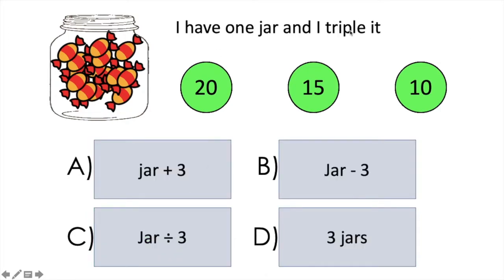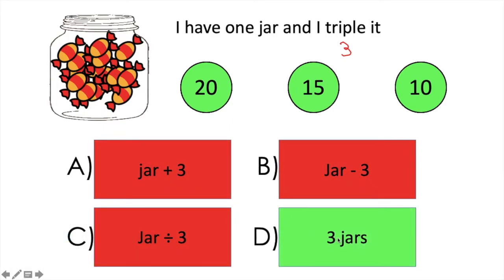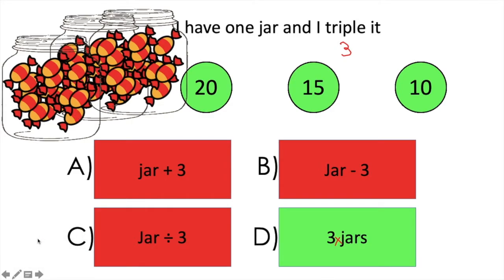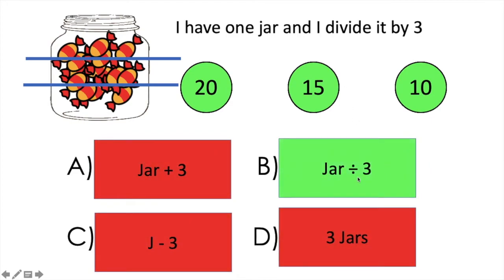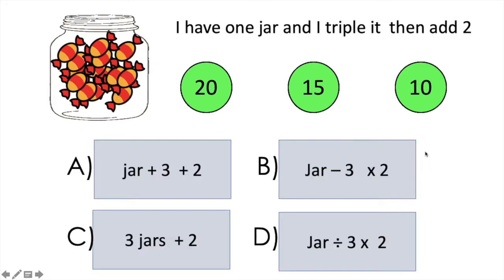I have 1 jar and I triple it. To triple something, this means to multiply it by 3. So obviously with this answer, we are going to have 3 jars. If we have 3 jars, that means the same as saying 3 times jars. I have 1 jar and I divide it by 3. What is the answer? It's going to be jar divide 3.